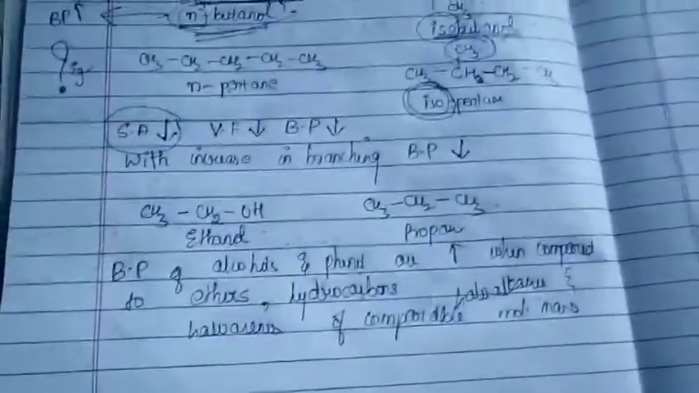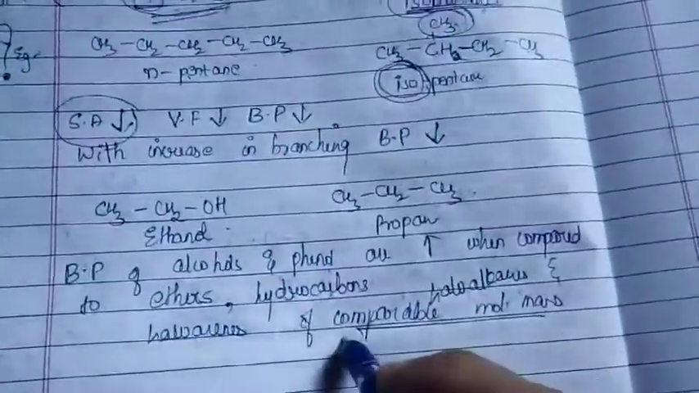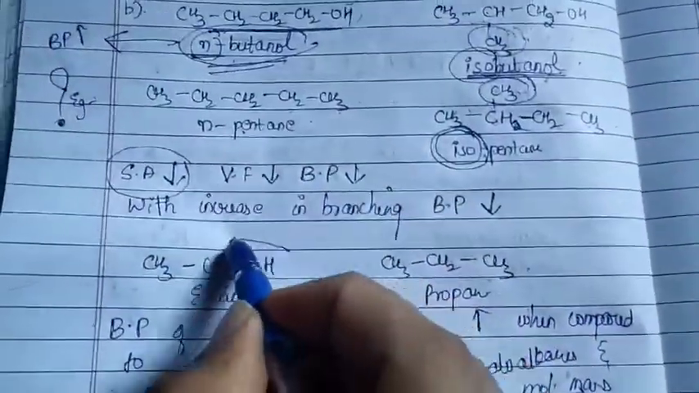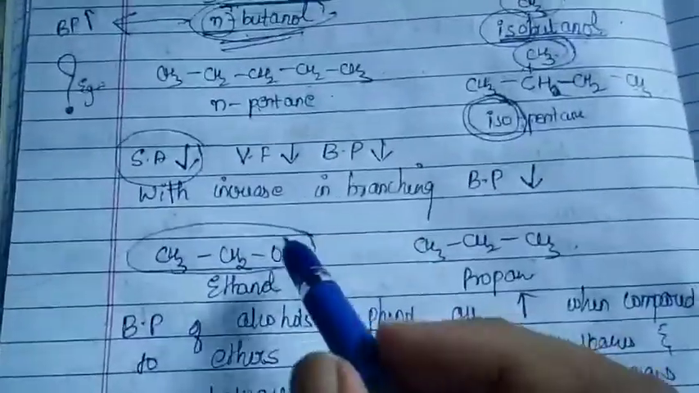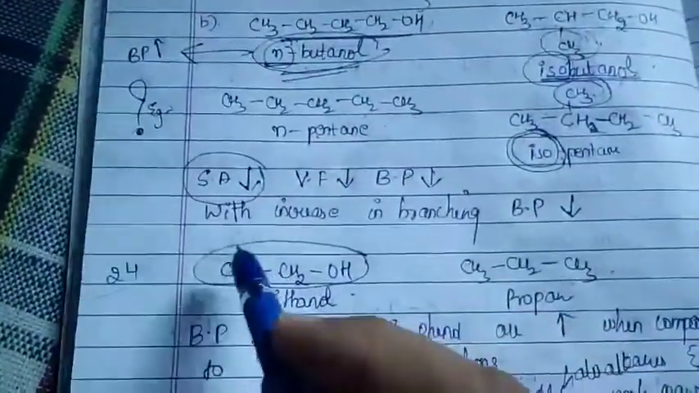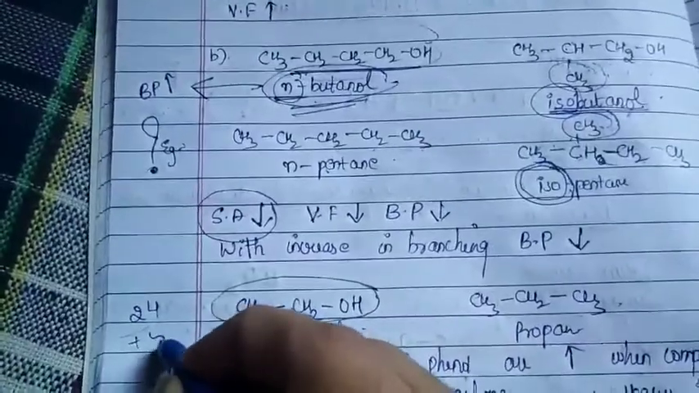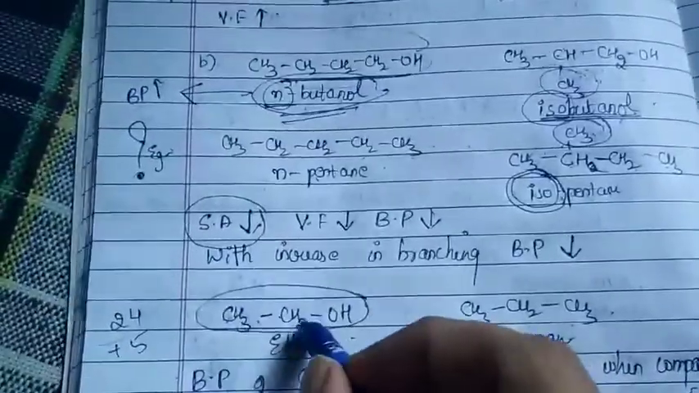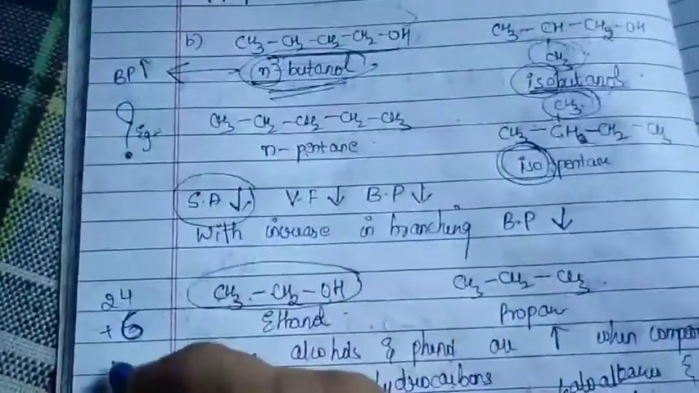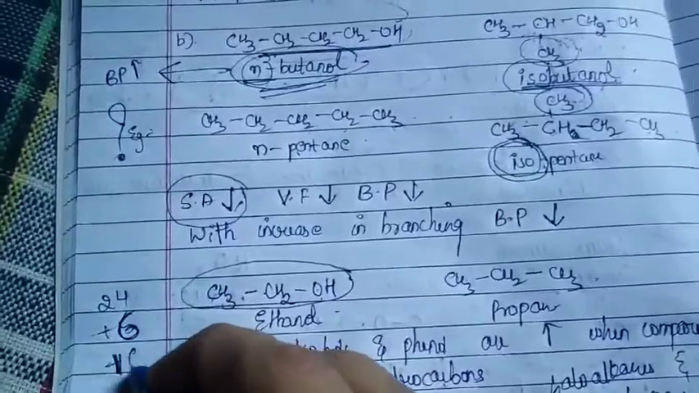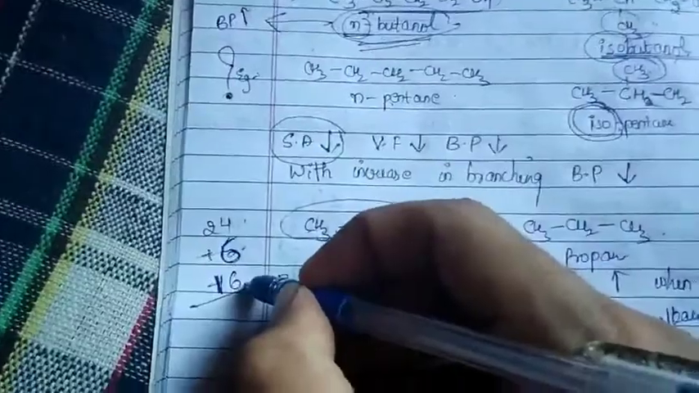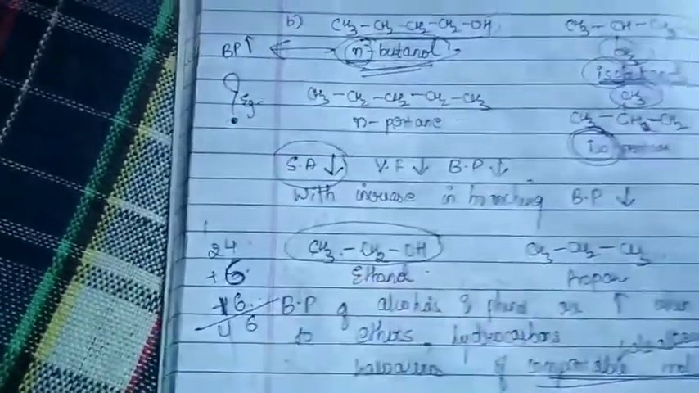So what does it mean? Let us understand the meaning of comparable molecular mass. You just find out the molecular mass of this compound. We have 2 carbons, so 12 twos are 24. We have hydrogens: 3 plus 2 plus 1, so 6 hydrogens, so plus 6. And also one oxygen, whose mass is 16. So overall, 24 plus 6 is 30, plus 16, that is 46.